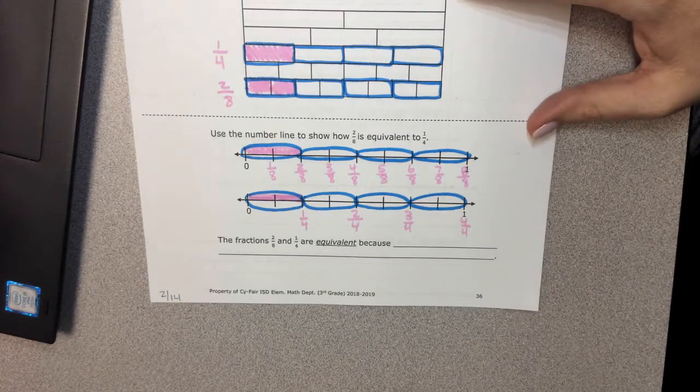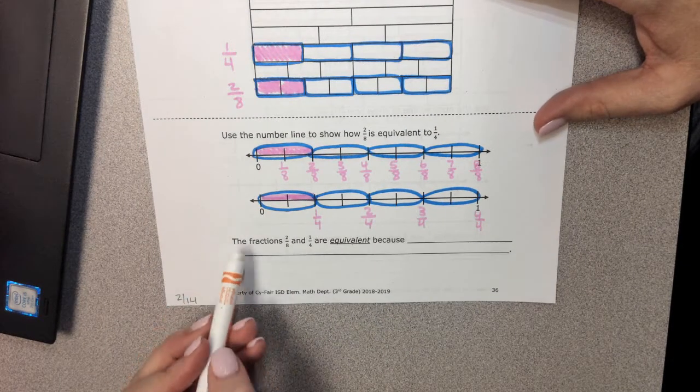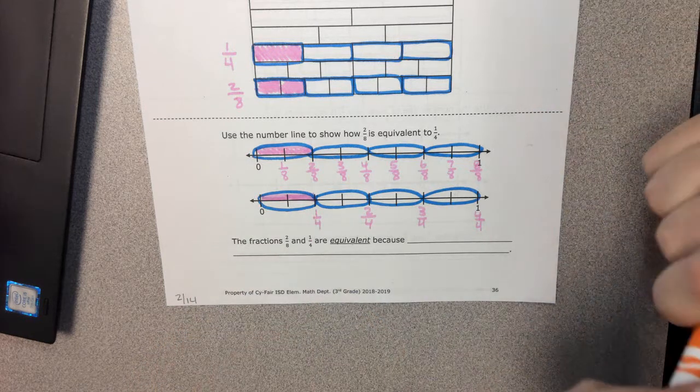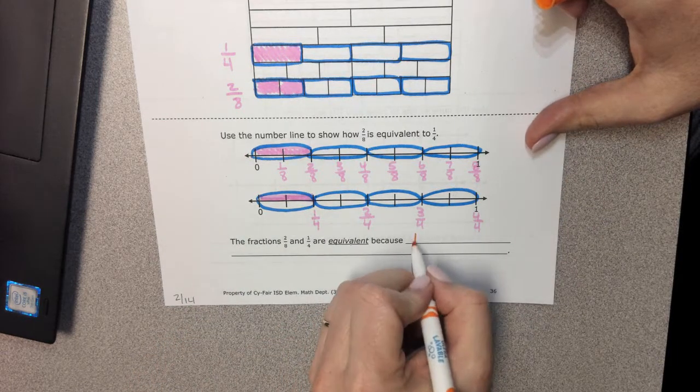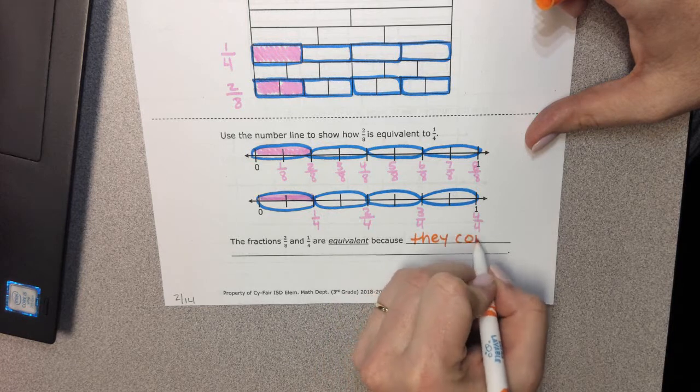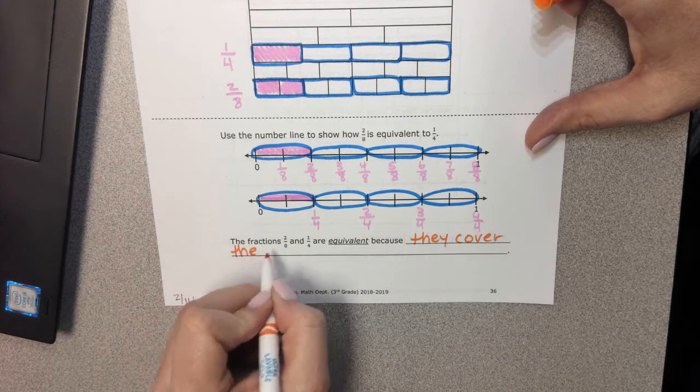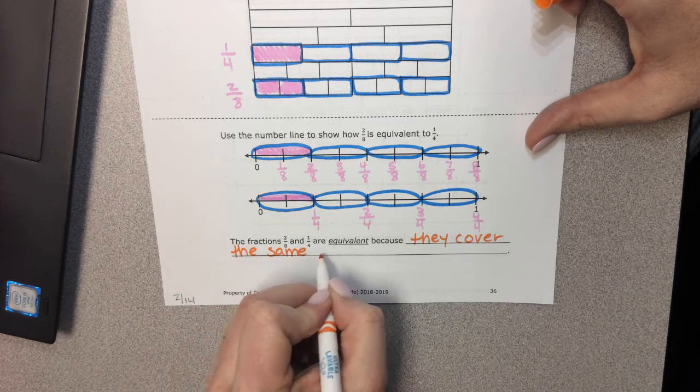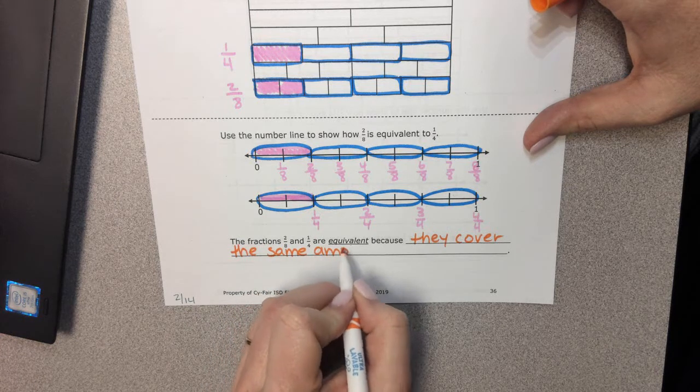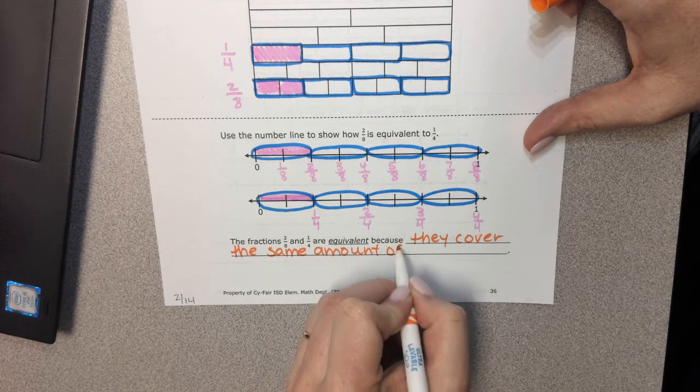And the answer at the bottom, where we see a fill-in-the-blank statement: the fractions 2/8 and 1/4 are equivalent because they cover the same amount of the same size whole.